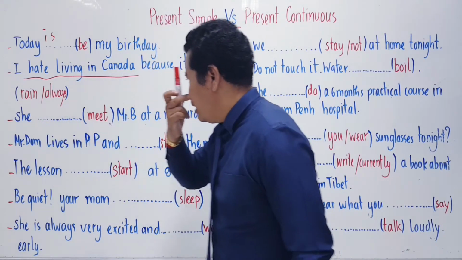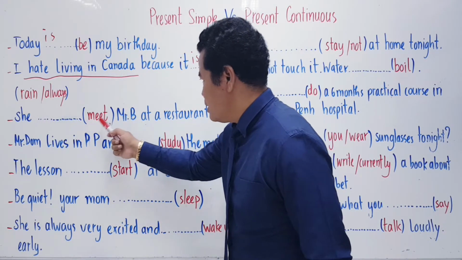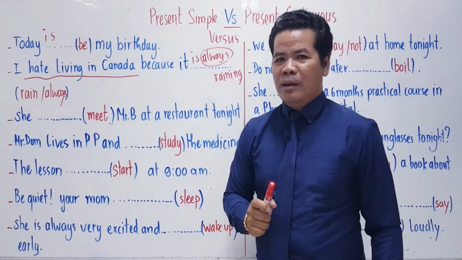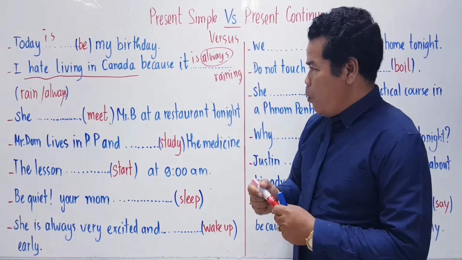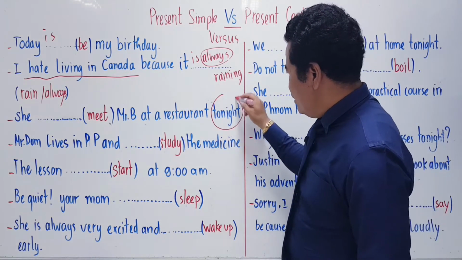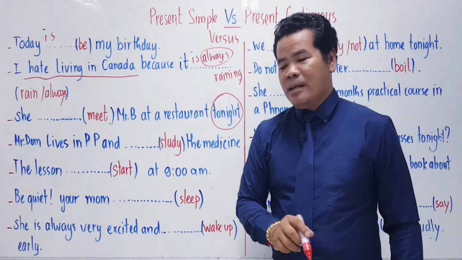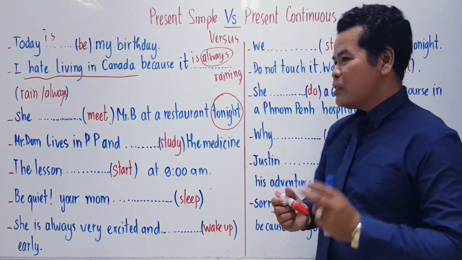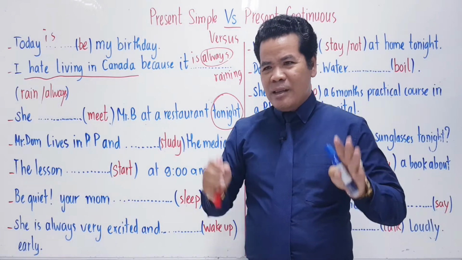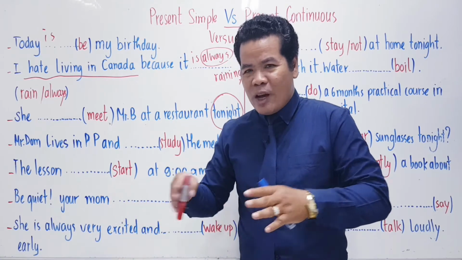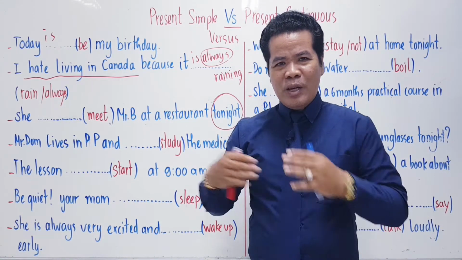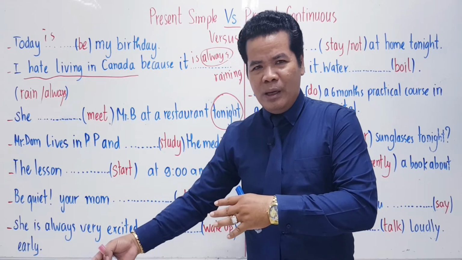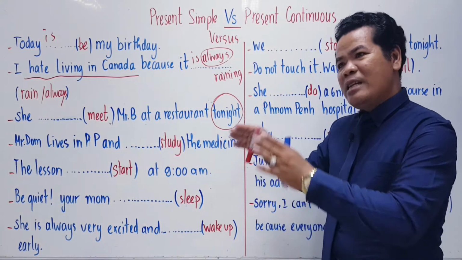She blank meet Mr. B at the restaurant tonight. What do you see at the end of the sentence? Tonight. So when you are talking about the word tonight, it's not now. Okay? Tonight is going to be in five minutes. Okay? So tonight is in the future time.